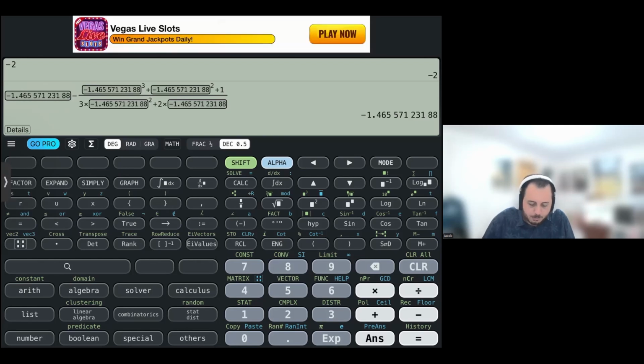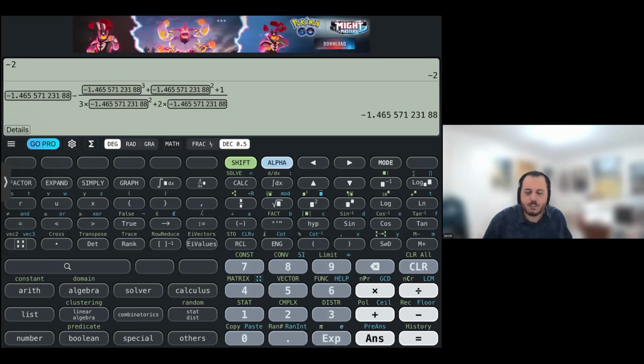And you can see if I keep on pressing equals, the answer is now not going to change anymore. When the answer stops changing, this is how I know I found the right answer. I found a root. And so we can say that a root for this equation is negative 1.465. So that is how you do the Newton-Raphson method on your calculator.